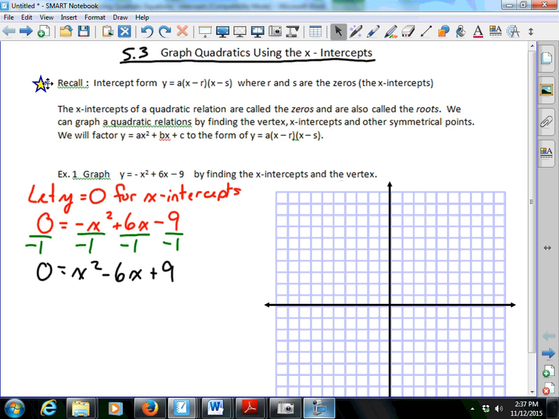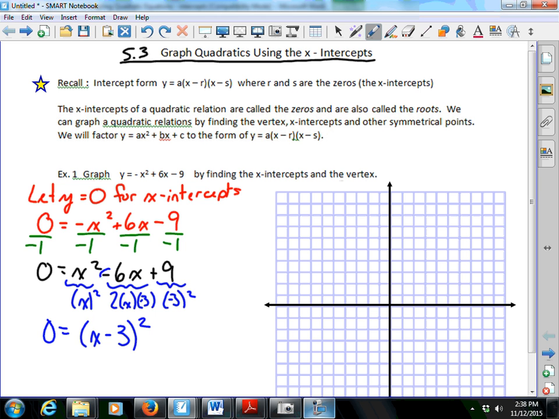Hopefully, a few of you can see that this is a perfect square trinomial, because the square root of x squared is x, the square root of 9 is 3, so the middle term has to be 2 times x times 3, which it is, but it won't be 3, it's actually negative 3. So therefore, the binomial I'm going to get here is x minus 3 all squared, because this minus sign here gives me a minus sign here.